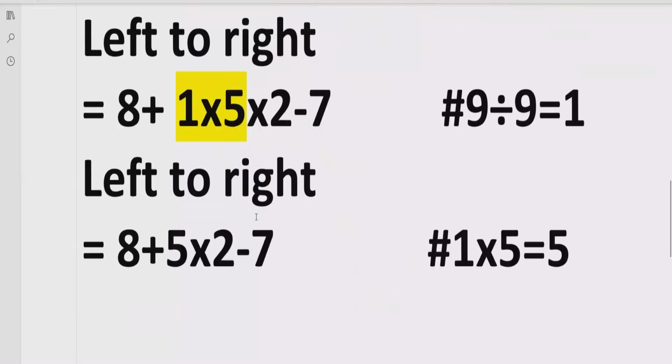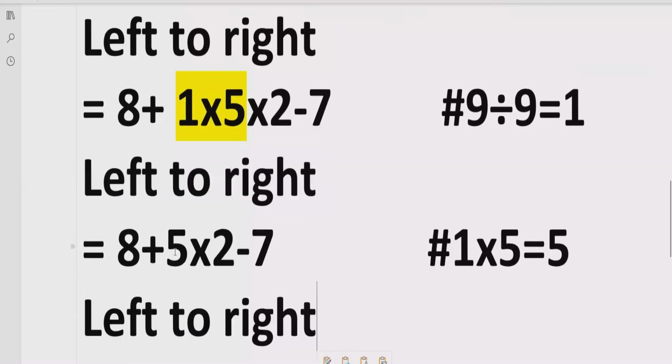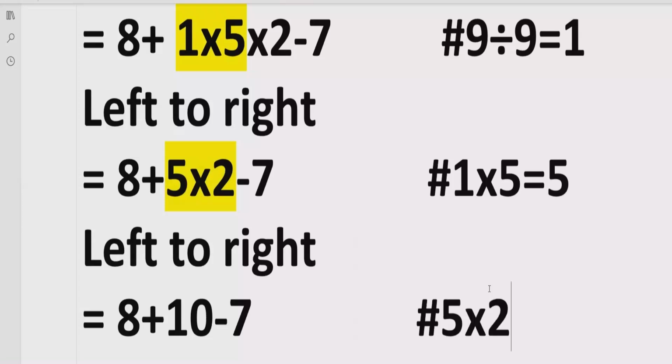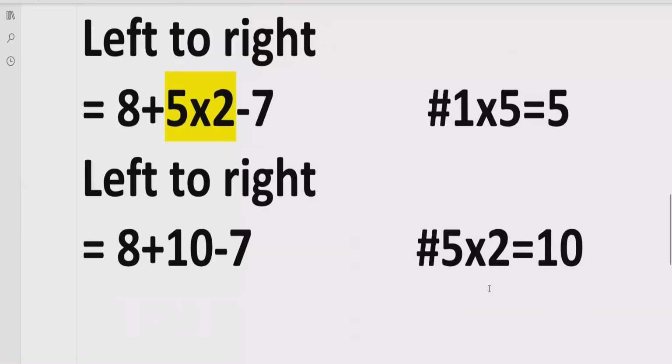Now move forward. Again, we have to go left to right and see which is coming. So now we have 5 multiplied by 2. So we will write 8 plus 5 multiplied by 2 is 10, minus 7. And here we have to write 5 multiplied by 2 equals 10. Now move forward. We have solved all division and multiplication. So now we have to see the addition and subtraction.